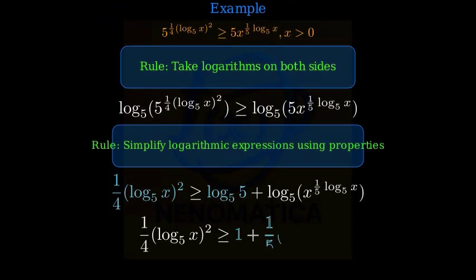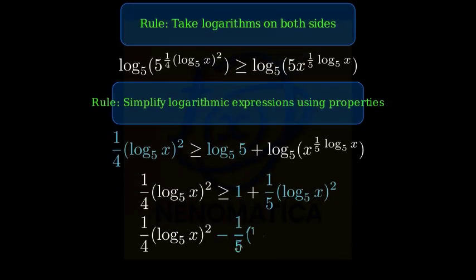Let's continue simplifying. The logarithm base 5 of 5 is just 1, because 5 to the power of 1 equals 5. For the term on the right, we again use the power property of logarithms. The logarithm of x raised to the power of 1/5 times log base 5 of x equals 1/5 times log base 5 of x squared.